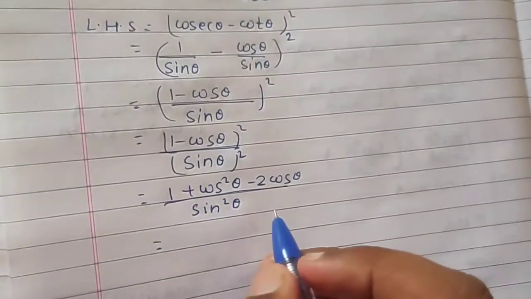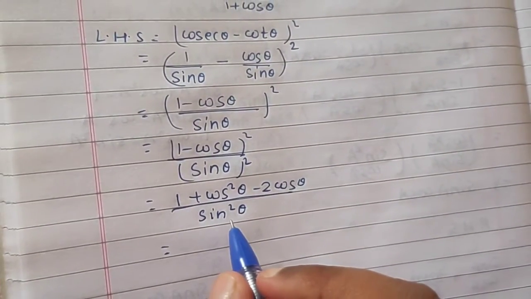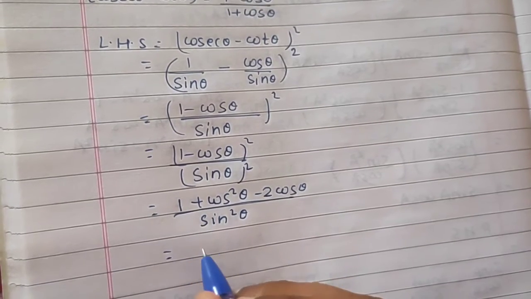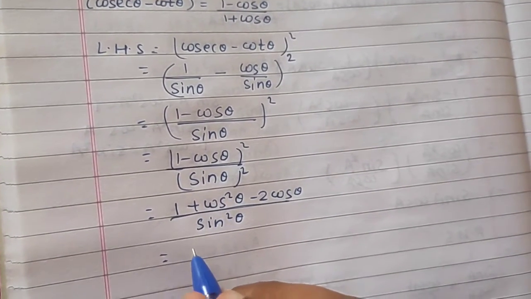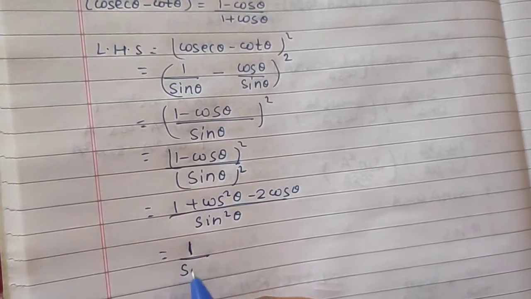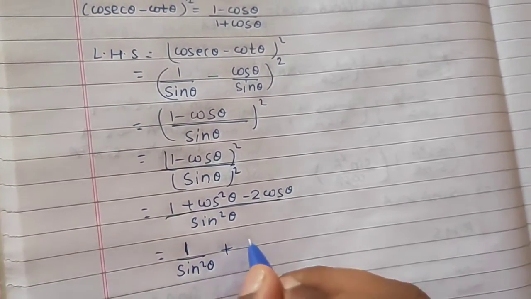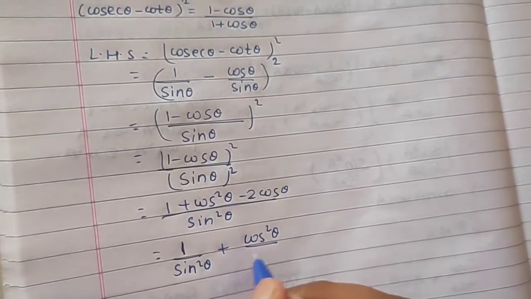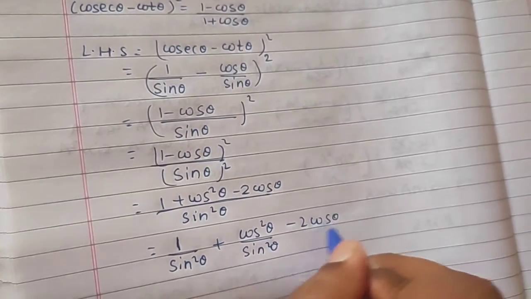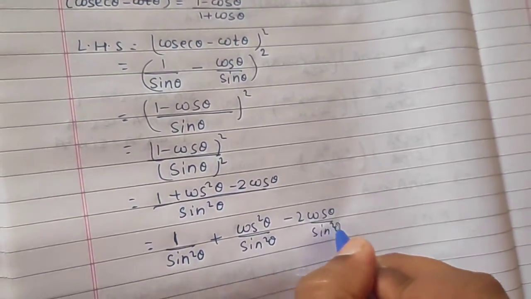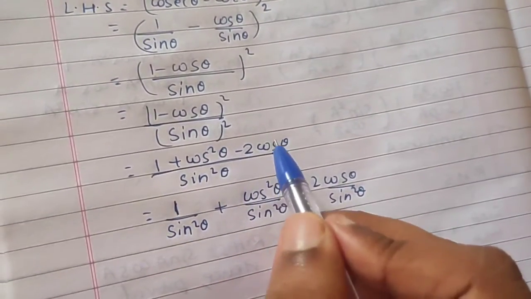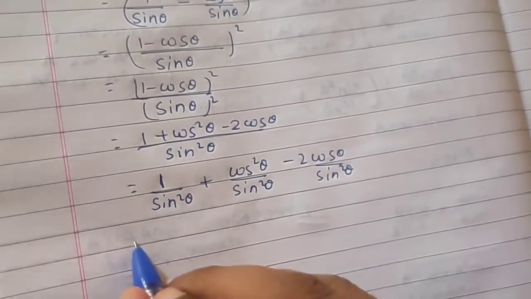What I can do here is, 1 upon sin square theta is nothing but cosec square theta. So write this as 1 upon sin square theta plus cos square theta upon sin square theta minus 2 cos theta upon sin square theta. Now there can be many approaches after this step. This is one of them.